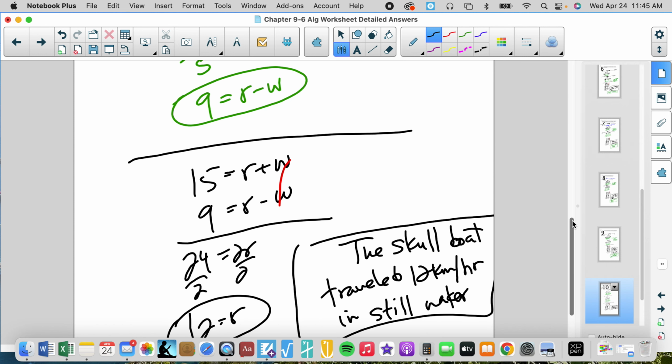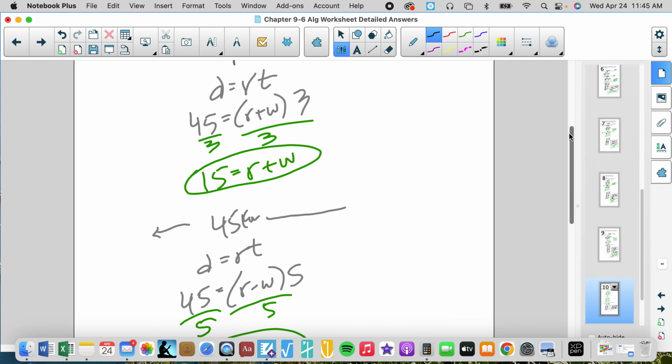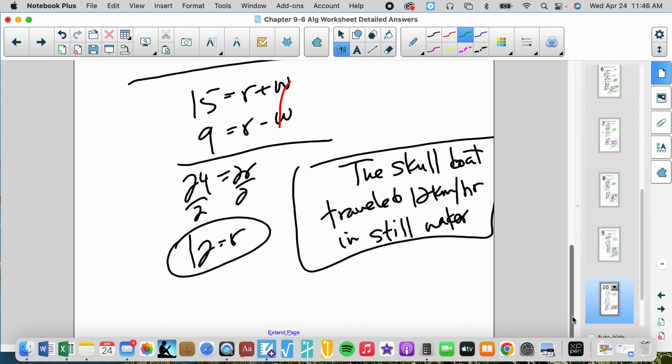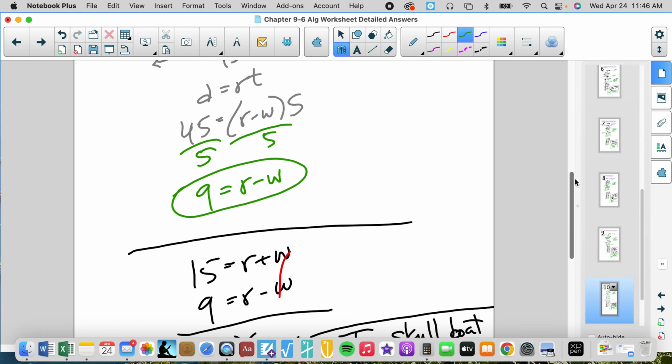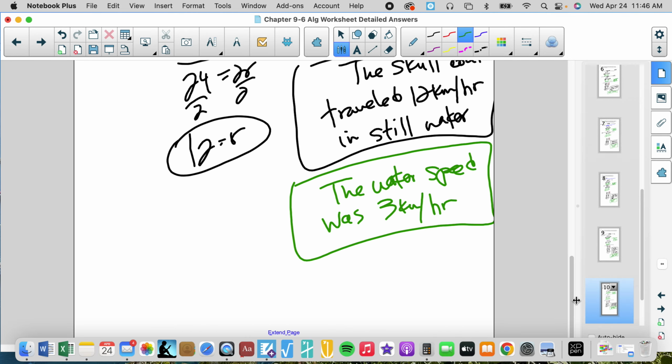And that was 12, so we'll use this one. 15 equals 12 plus W, minus 12, minus 12. 3 equals the water speed. The water speed was 3 kilometers per hour. I think it was 3. Good. Was that the last one?